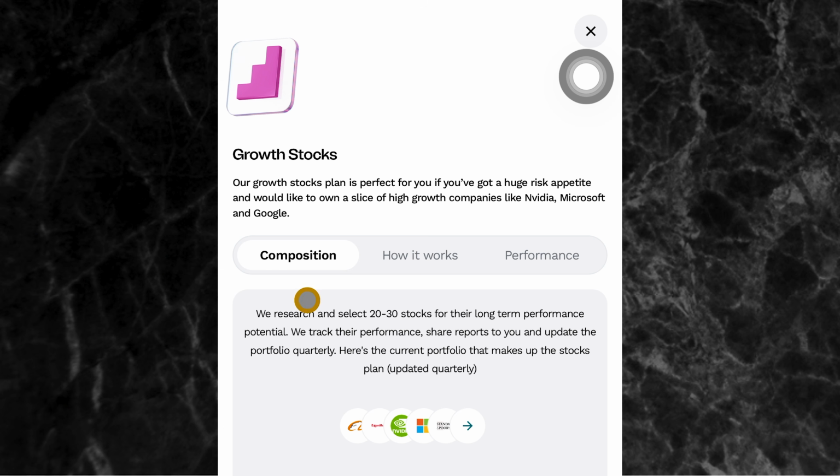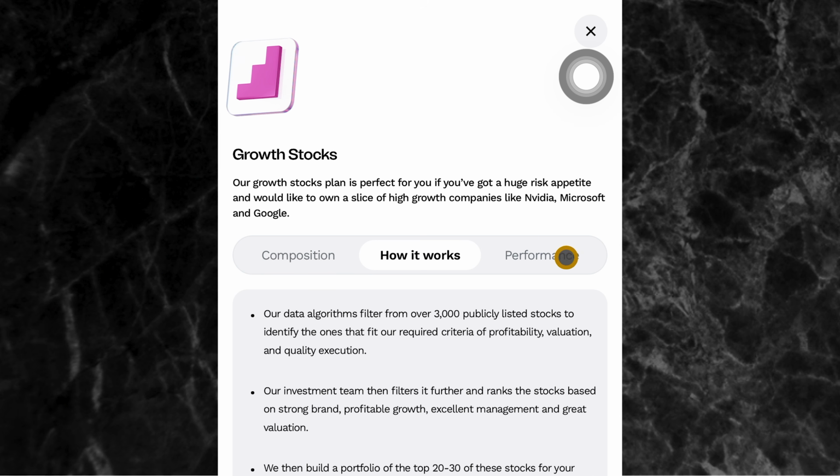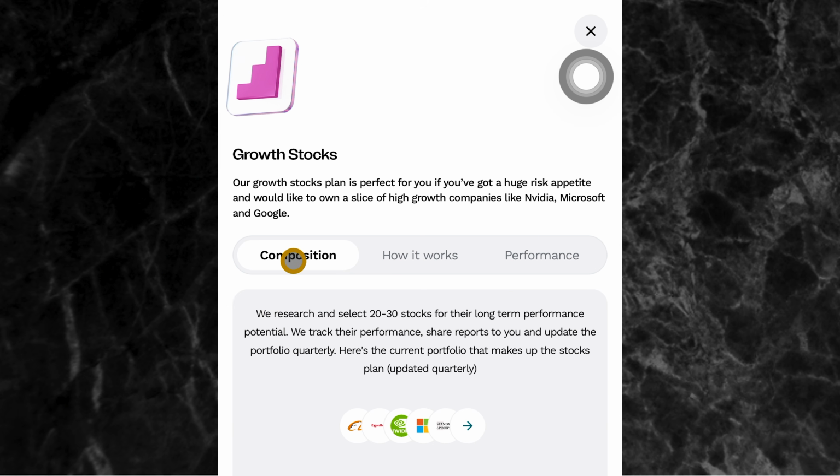Now, if you come right here, it's where it says composition, how it works, and also performance. Now, let's start with composition. So if you come here, you see it says we research and select 20 to 30 stocks for their long-term performance potential. We track their performance, share reports to you, and update the portfolio quarterly. Here's the current portfolio that makes up the stocks plan. So these are all the stocks that are in the plan right now.